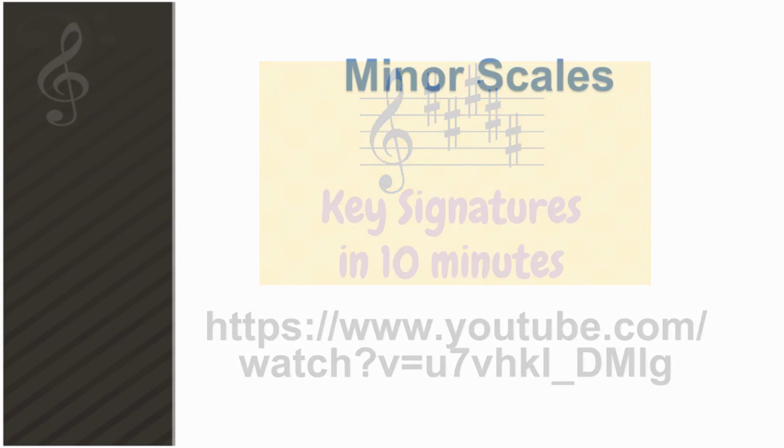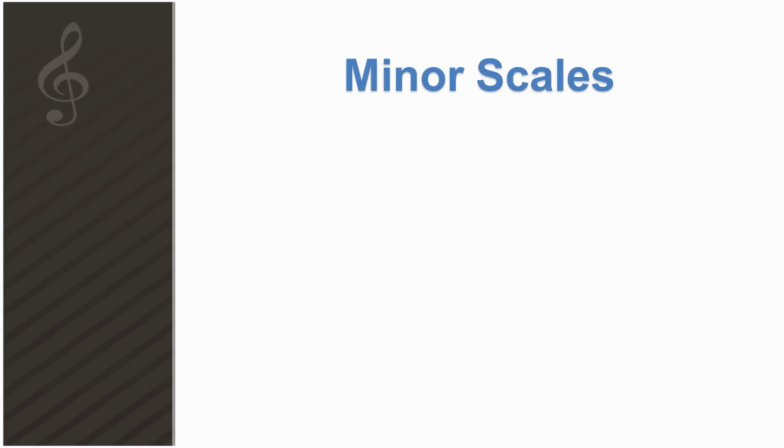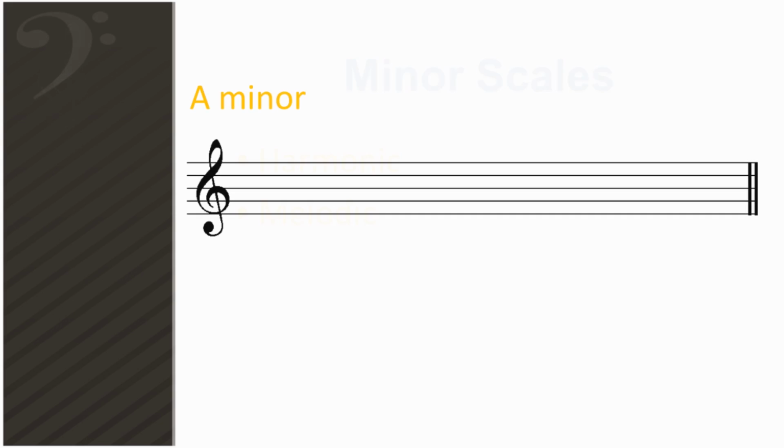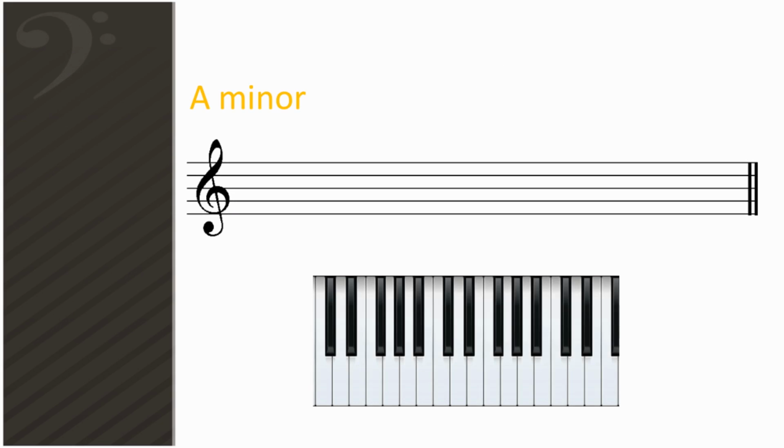Now, let's figure out minor scales. Minor scales come in 2 flavours, harmonic and melodic, and you need to know both types for the ABRSM Grade 5 exam. Let's start with A minor, the simplest minor scale. Like C major, the scale of A minor is based on the white notes of the piano starting and ending on A. If you play from A up to the next A, you're actually playing the scale of A natural minor.